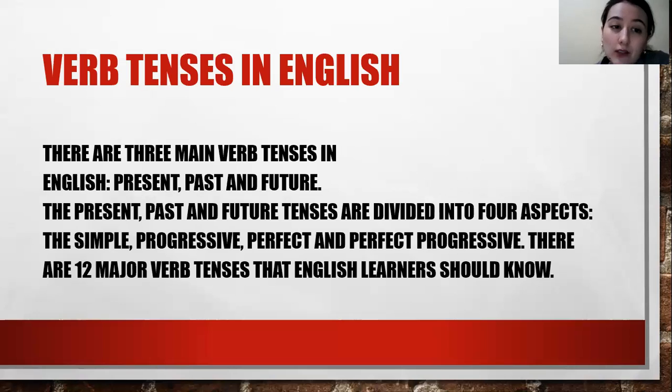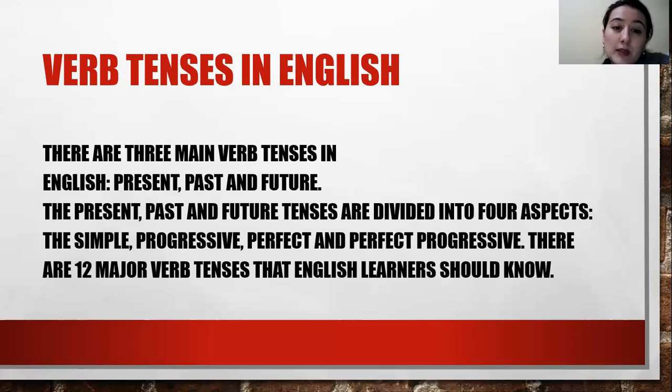So, verb tenses in English. There are three main verb tenses in the English language, as we know. They are present, past, and future. So these three main tenses of the English language, they are the basic ones.